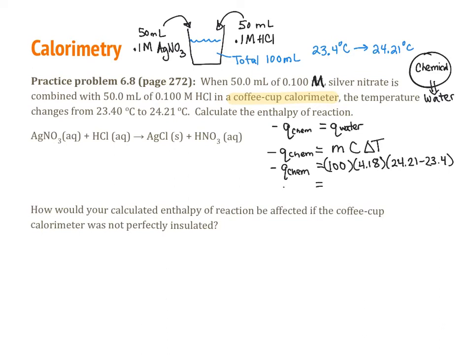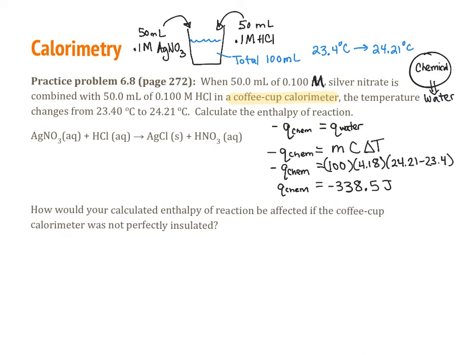So let's do that calculation. And when I solve for the Q of the chemicals in the chemical reaction, I get that the Q of the chemicals is negative 338.5 joules. And the negative should make sense because if the water's heating up, it indicates that energy left the chemicals and that this is an exothermic reaction, and exothermic reactions have negative signs.